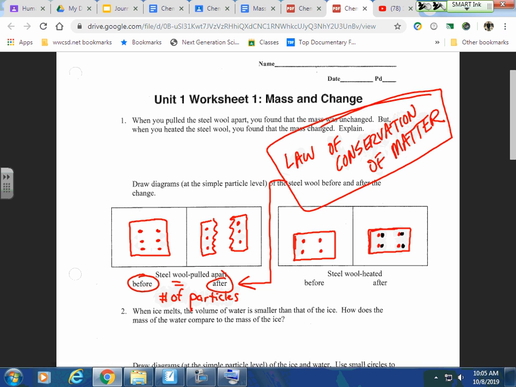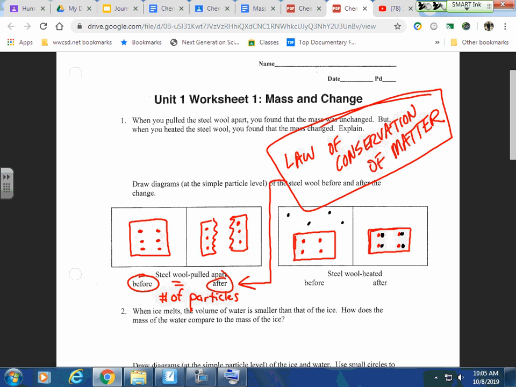okay, so this right now does not show conservation of matter. I started with 4 particles, and now I have 8. Okay, so the difference is, and I would have a key here that says red is steel wool, black is oxygen. So that means I just need to, over here, make sure that I put those 4 dots up above. So now we show law of conservation of matter.